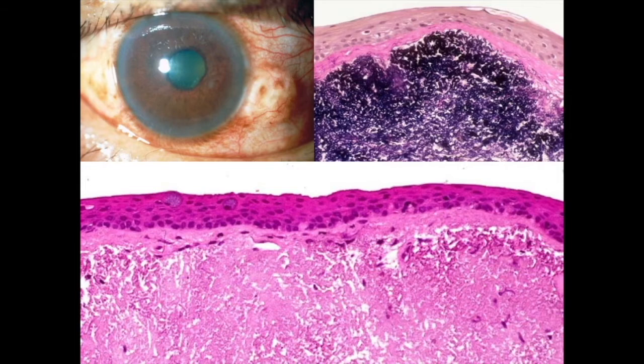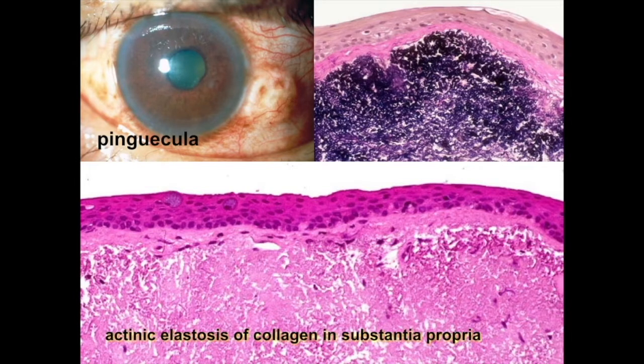There's always some degree of actinic elastosis in the sun-exposed portion of the conjunctiva. When it forms an actual nodule, this is termed a pinguecula. Again, it's not a pingueculum, it's a pinguecula. This is comprised of actinic elastosis of collagen in the substantia propria, basophilic granularity, and vermiform degeneration of collagen. The material does stain positively with the Verhoeff-Van Gieson elastic stain, but is not subject to elastase digestion.